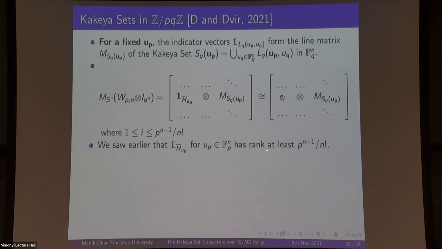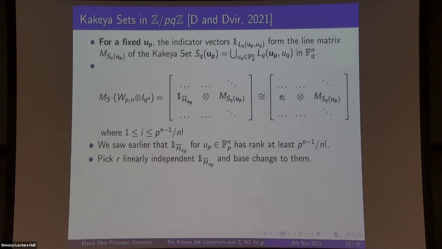So basically you saw that p raised to n minus 1 by n factorial of these will be linearly independent of each other. So take those rows and base change them to make them standard basis vectors. We just take p raised to n minus 1 by n factorial rows corresponding to these many values of u, and we base change so that these become standard basis vectors.